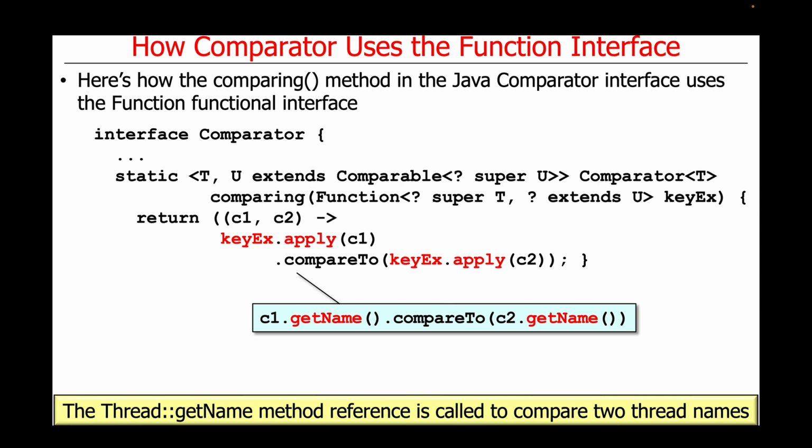If you think about what's really happening under the hood when we bind the Thread::getName method reference to the keyEx function, that is used in the manner shown on the slide, where it's as if we typed in C1, the first thread object, .getName, compareTo C2, the second thread object, .getName. So that's what's happening here underneath the hood in order to perform the comparisons.